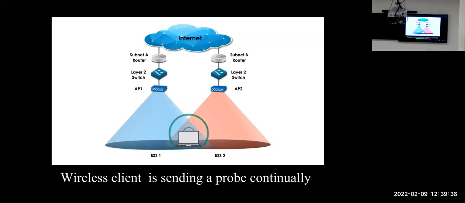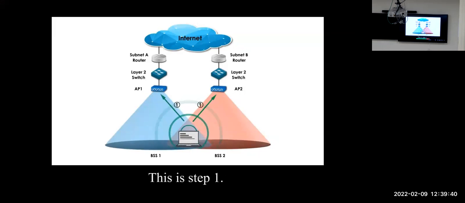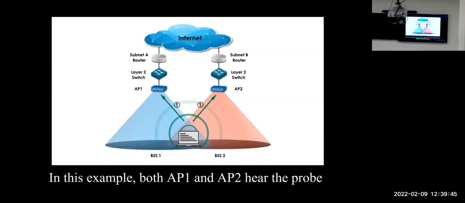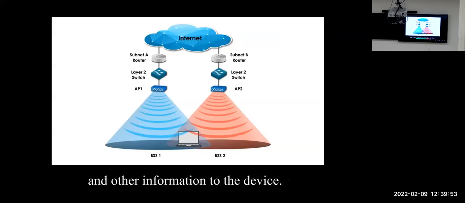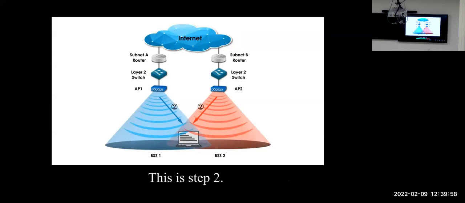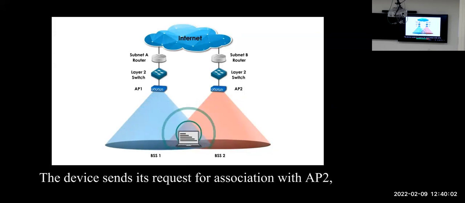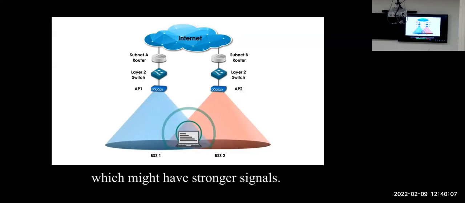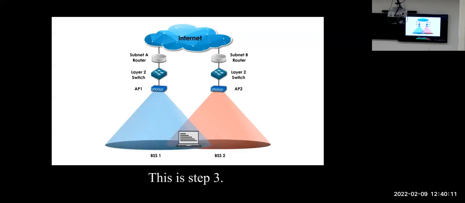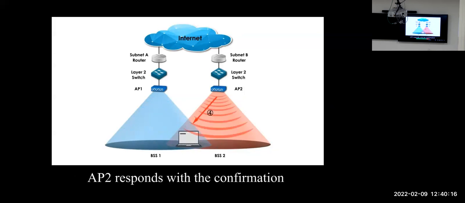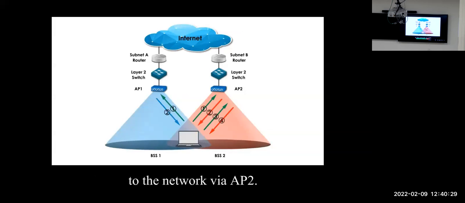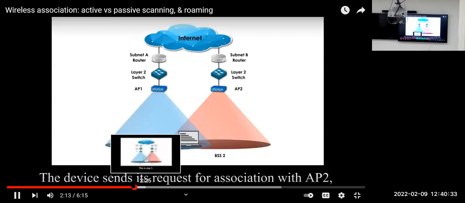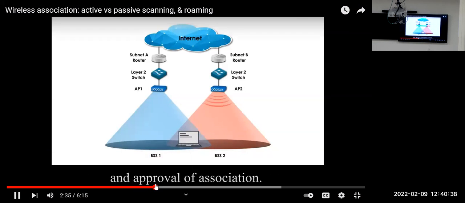The wireless client is sending a probe continuously to scan for an AP. This is step 1. In this example, both AP1 and AP2 hear the probe and respond with their SSIDs and other information to the device. And this is step 2. The device sends its request for association with AP2, which might have stronger signals in this example, and this is step 3. The fourth step, AP2 responds with the confirmation and approval of association. The wireless device can get full access to the network through AP2.